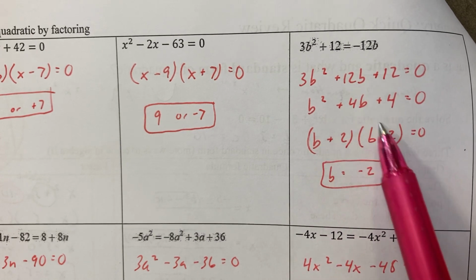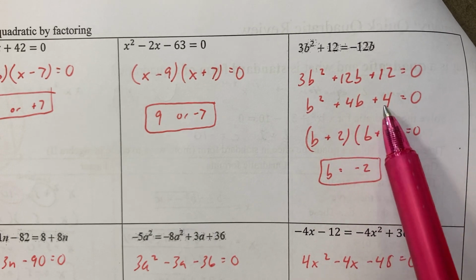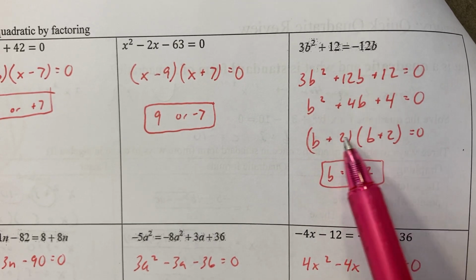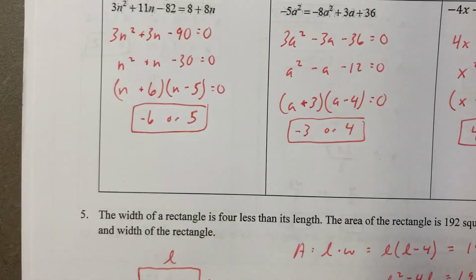This is called a double solution. This is 2 plus 2, and this is 2 times 2. So that one is called a double solution, and it's just b equals minus 2.